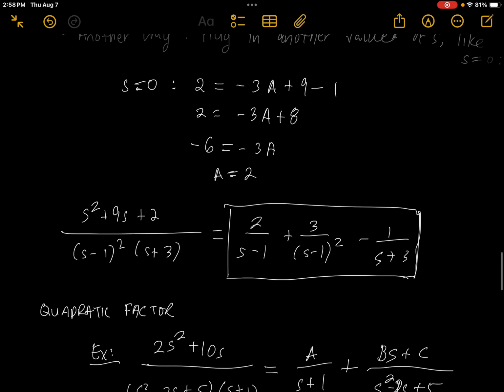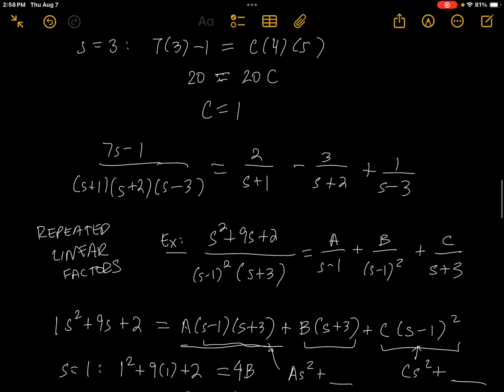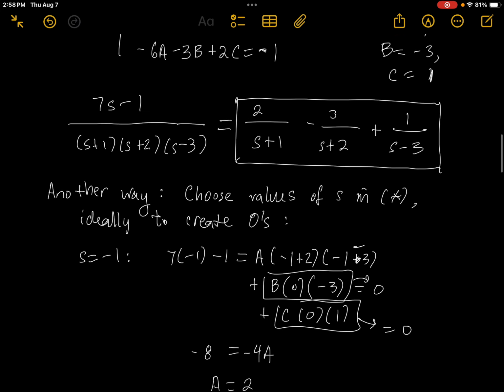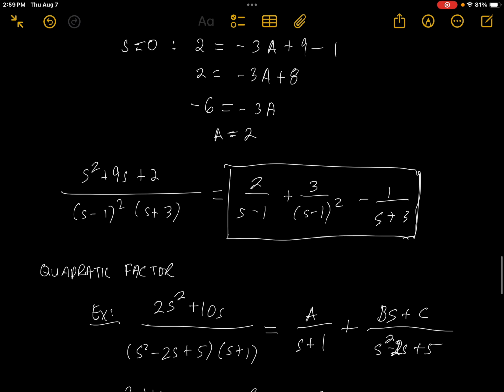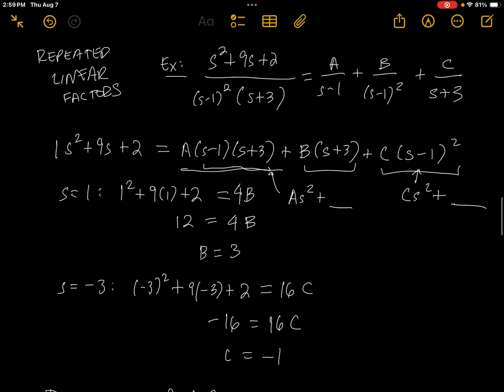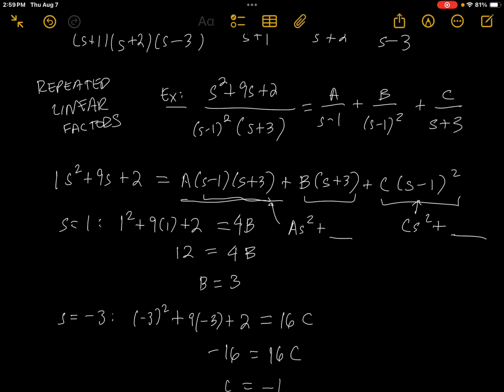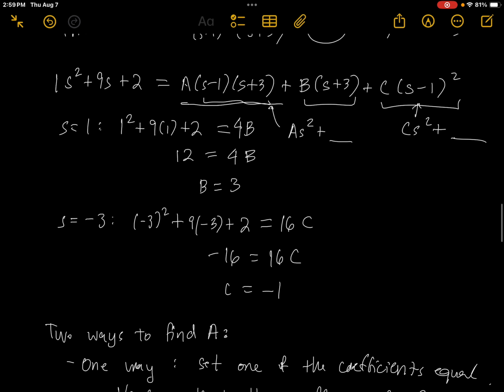And one thing I didn't go over is why do you need all these extra factors, right? That's a very good question. Like in this example with a repeated linear factor, what happens if you just didn't have this A over s minus 1? Well, you can see that you would not be able to solve for B and C. If you just didn't have the A over s minus 1, and you had B over (s minus 1) squared plus C over s plus 3, and you just do the same steps, you'll see that you will not be able to solve for B and C.